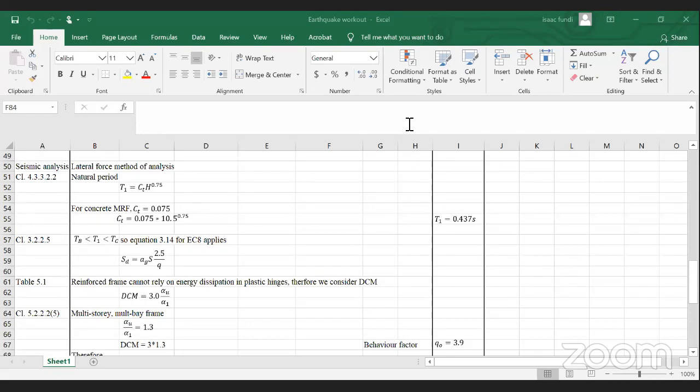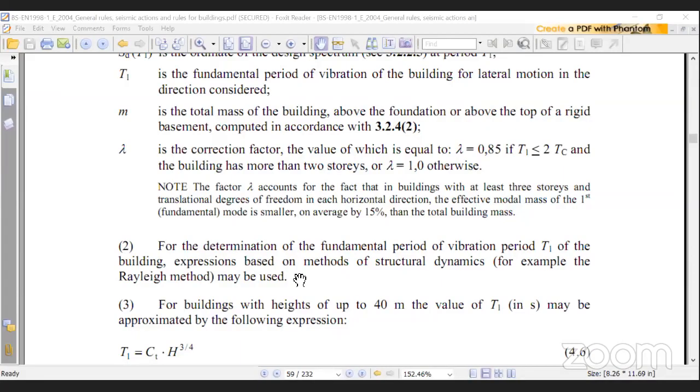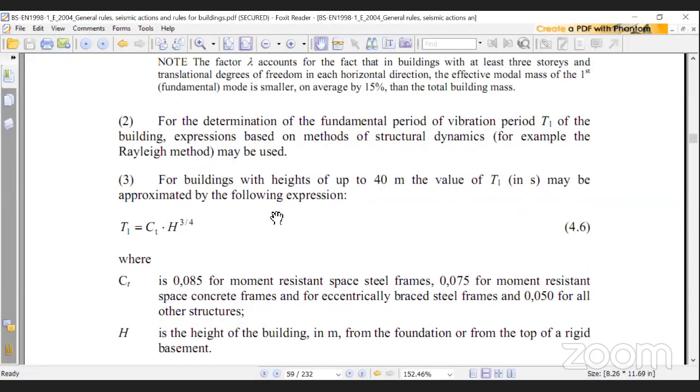This is page number 57. Sorry, I was referring to a hard copy, but if you allow me, I can get into my soft copy of the Eurocode. This is Eurocode 8. I'm scrolling to page number 57. There are three values provided there. Allow me to share this page. The value of CT, everyone can see this? Yes. So here is where I'm referring.